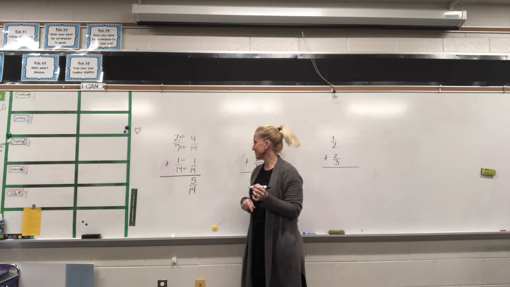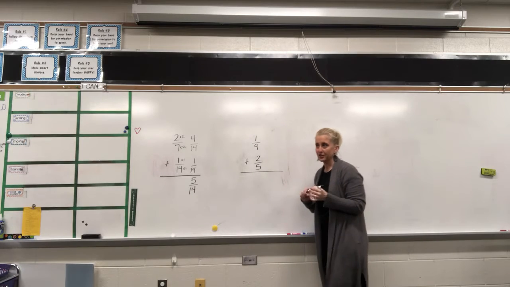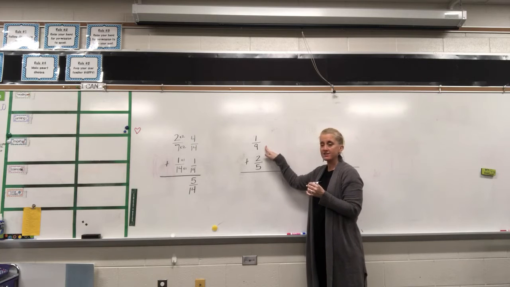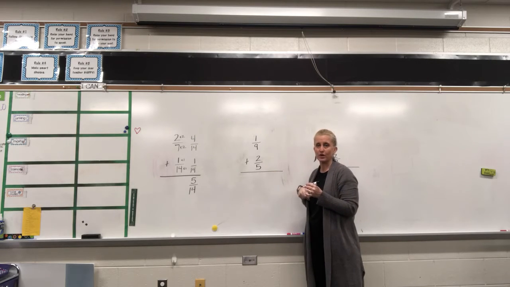Okay, hopefully you got that one right. Let's try the next one. It's a little bit trickier. I kind of try to make them a little bit harder each time. So we've got 1/9 plus 2/5. So go ahead and try that.